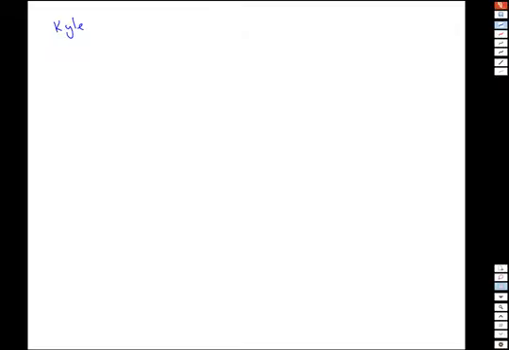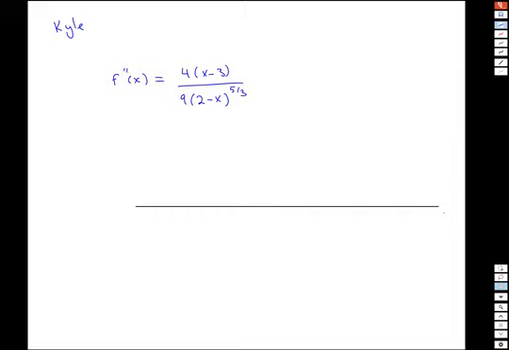This is from Kyle. And it was a web work question, I think. Oh no, this was an exam question, wasn't it? Yeah, because we gave you f double prime. F double prime of x is equal to 4 over x minus 3 all over 9 times 2 minus x to the 5/3. 5/3, right. And correct me if I'm wrong, but the goal here was to do a sign chart so that we could determine the concavity levels.